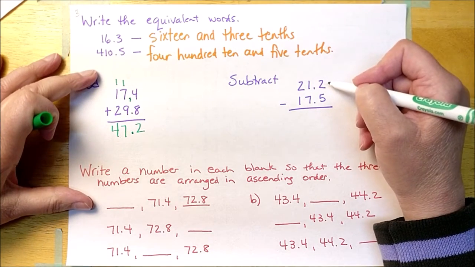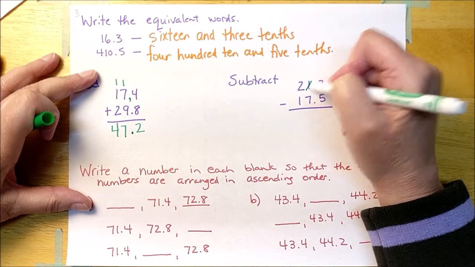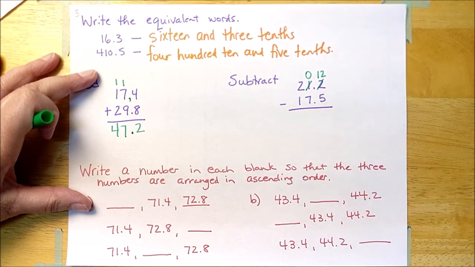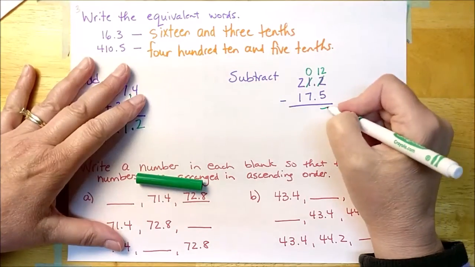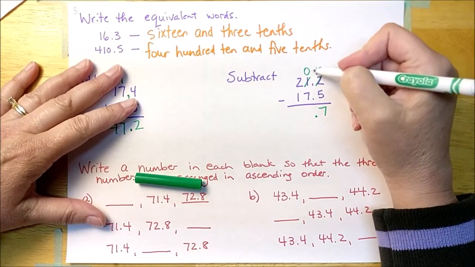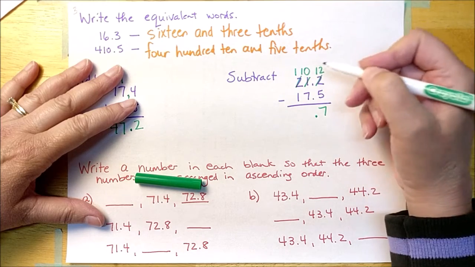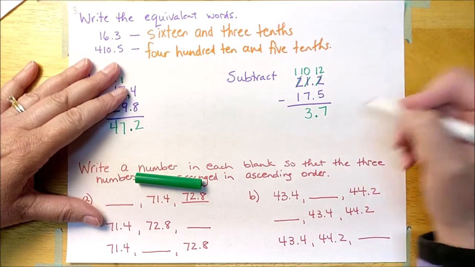Now when I subtract, 2 take away 5, I cannot do. So this is going to become a 0, and this is going to become 12. 12 minus 5 I can do. 5, 6, 7, 8, 9, 10, 11, 12, 7. Put my decimal. 0 take away 7 I cannot do. So this is going to become 1, and that becomes 10. 10 minus 7 is 3, and 1 minus 1 is 0, but I don't have to put that down.